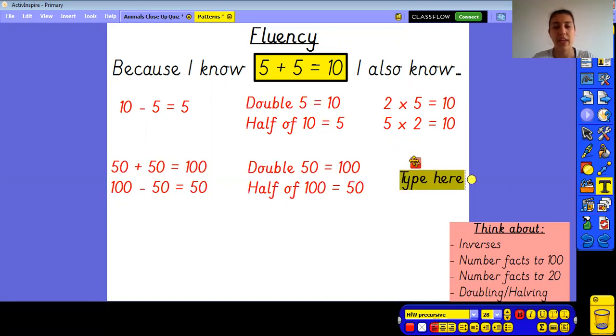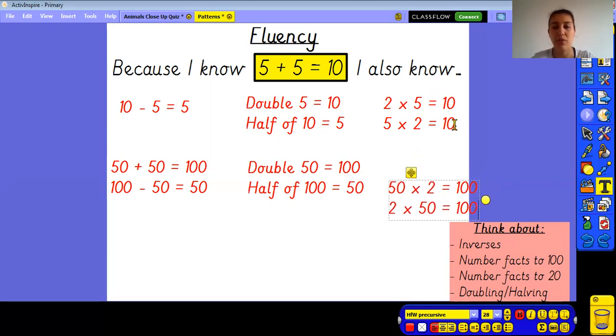Or maybe over here, I can work out if I've got 2 50s, that I could maybe say 50 times 2 is equal to 100, or 2 groups of 50 equals 100 as well, because multiplication is commutative.